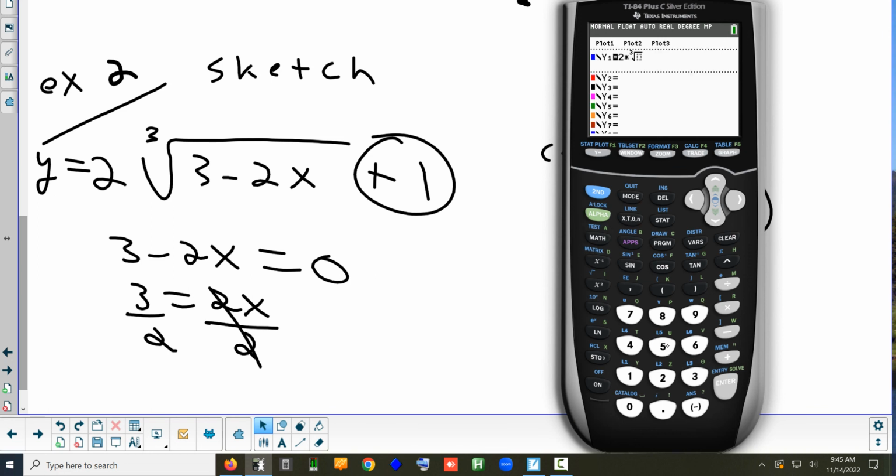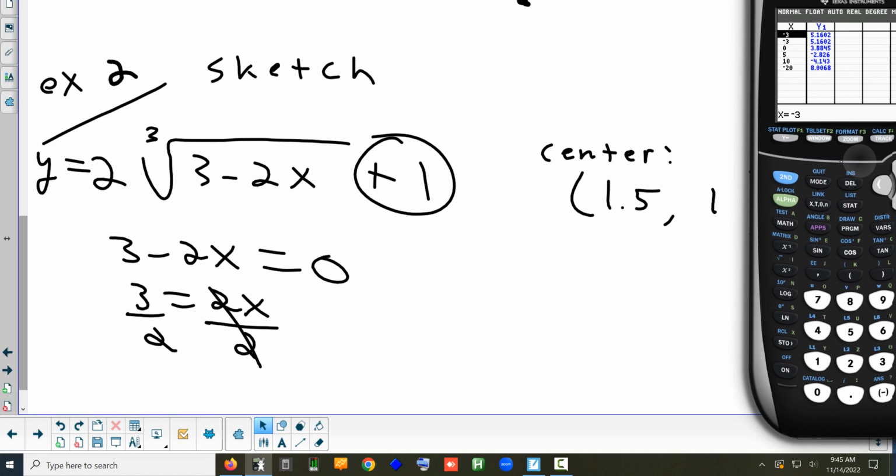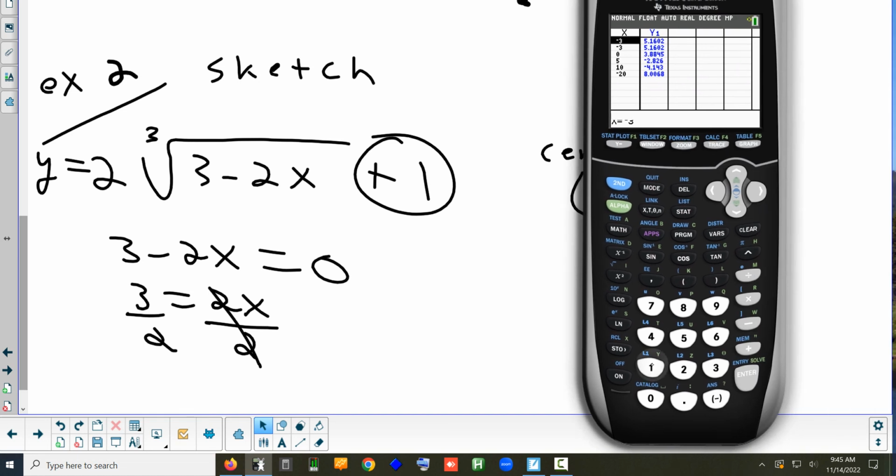plus 1. One thing that I like to do is when I go to the table, let's check the point we already found: 1.5 comma 1. So if I put in 1.5, I don't know if you can see it, but it is 1. So that just confirms what we did is already correct.